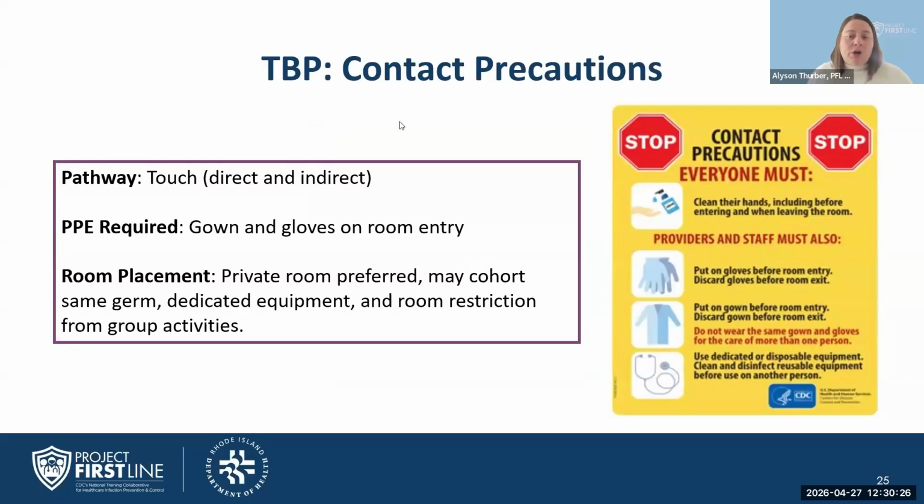So the first, contact precautions, is all about preventing the spread of germs through touch, whether that's direct with a resident or indirect through surfaces and shared equipment. So when we think of situations that would call for contact precautions, we think of things like C. diff diarrhea, norovirus, and MRSA infected wounds. One thing to keep in mind is that residents on contact precautions may need to eat in their room and avoid group activities until they're cleared from that infection.